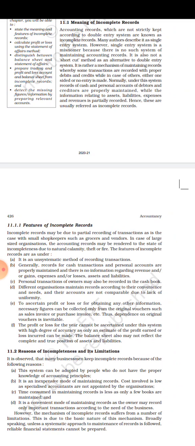Features. It is an unsystematic method of recording transactions. Generally, records for cash transactions and personal accounts are properly maintained and there is no information regarding revenue or gains. Personal transactions of owners may also be recorded in the cash book. Different organizations maintain records according to their convenience and needs, and their accounts are not comparable due to lack of uniformity.